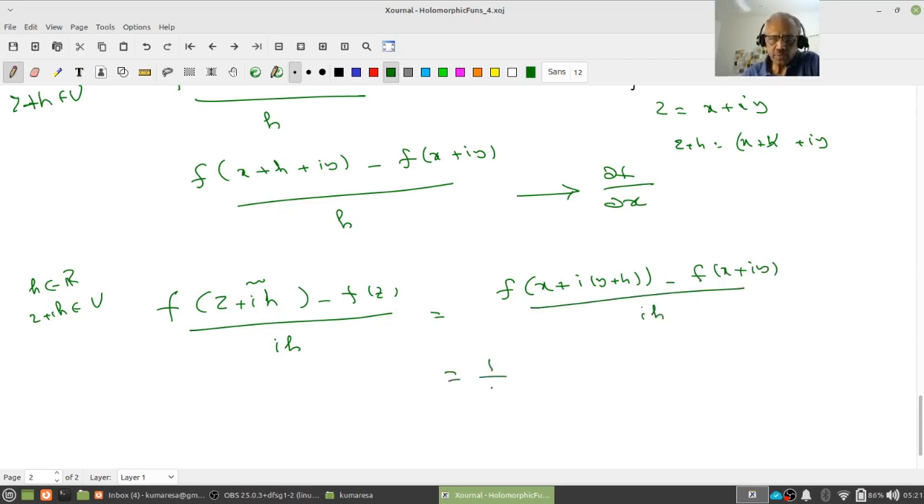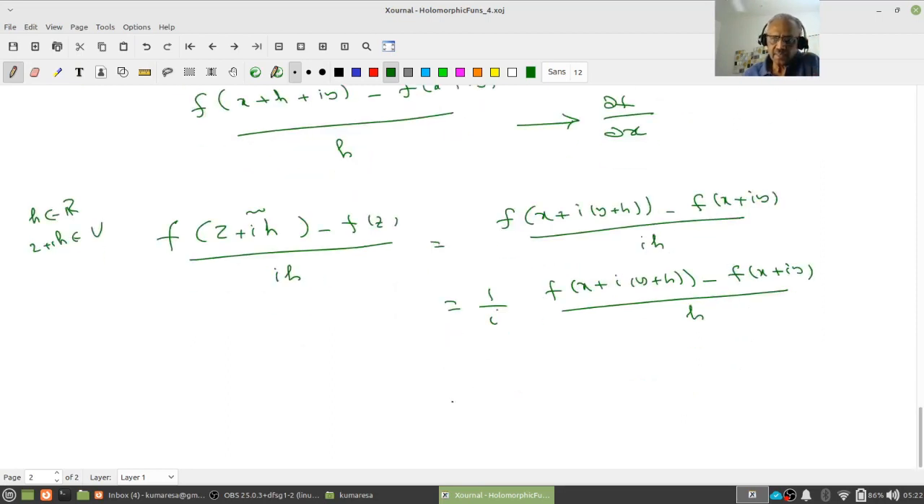Therefore, this I can think of as 1 by i into f of x plus i times y plus h minus f of x plus iy, by h. Again, think of f as a function of two variables x and y, the real part of z and the imaginary part of z. Then I am giving an increment only in the imaginary variable, right? What is the increment? The imaginary variable is y. I am giving an increment only h. Therefore, this fellow is 1 by i of dou f by dou y.